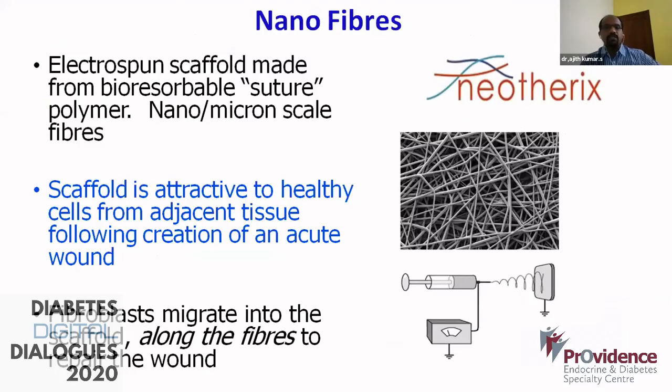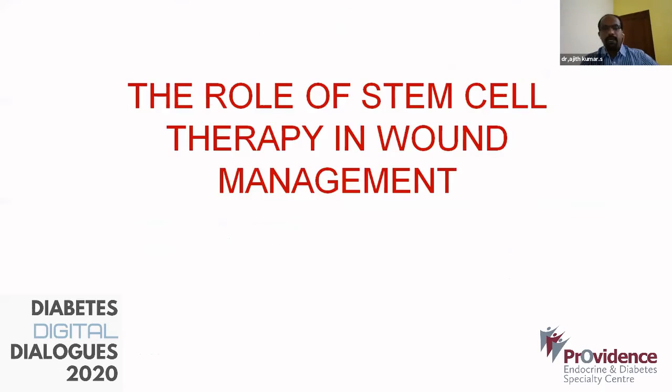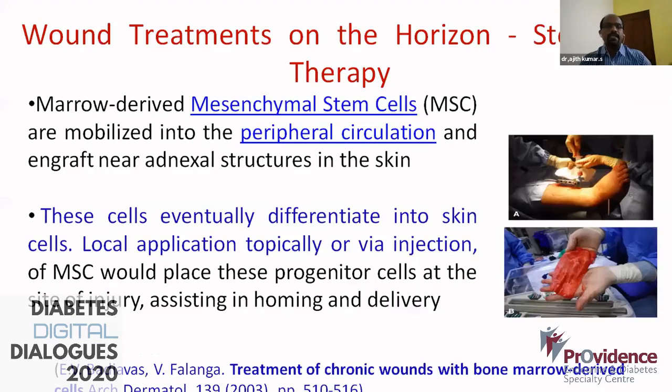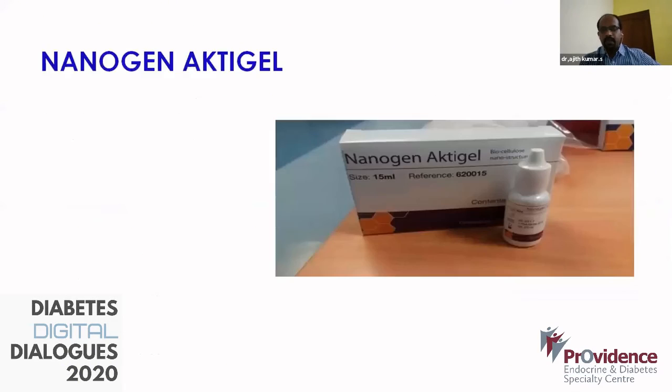Nanofibers, because the era is of nanotechnology, you can use it as a scaffold which is attractive to the healthy cells and forms the adjacent tissue following creation of an acute wound, which will help. This is the upcoming thing, the stem cell therapy. I don't have too much experience with stem cell therapy, but the literature says you can give the marrow-derived mesenchymal stem cells, which will be mobilized to the peripheral circulation, and it will differentiate into skin cells and help in wound healing.